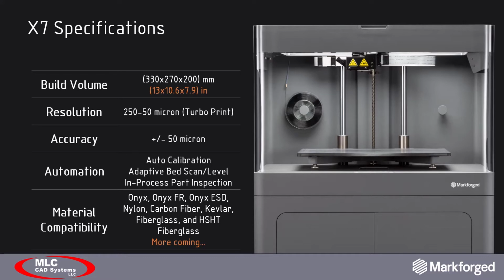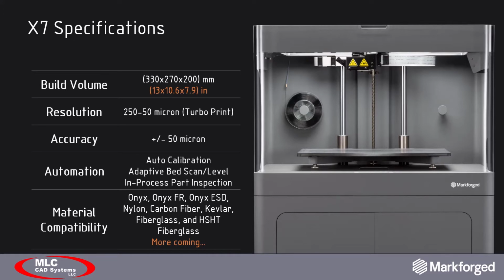The X7 is capable of printing all of the fiber materials and will print specialty materials such as Onyx FR and Onyx ESD. What this means to you and what this meant to Acme Audio is that this is printing high strength, high quality production parts.